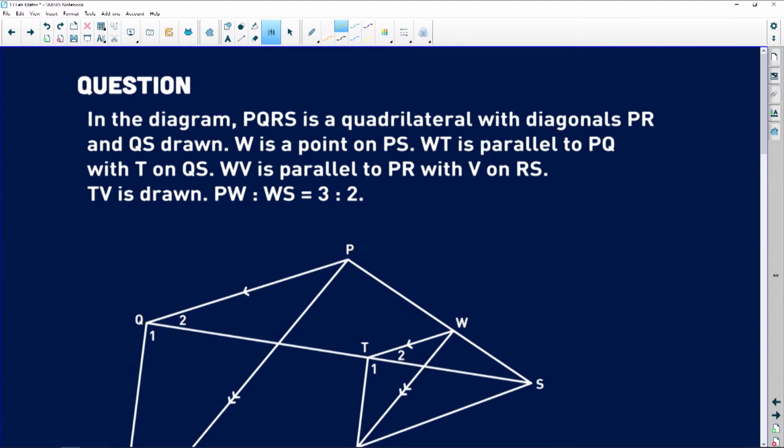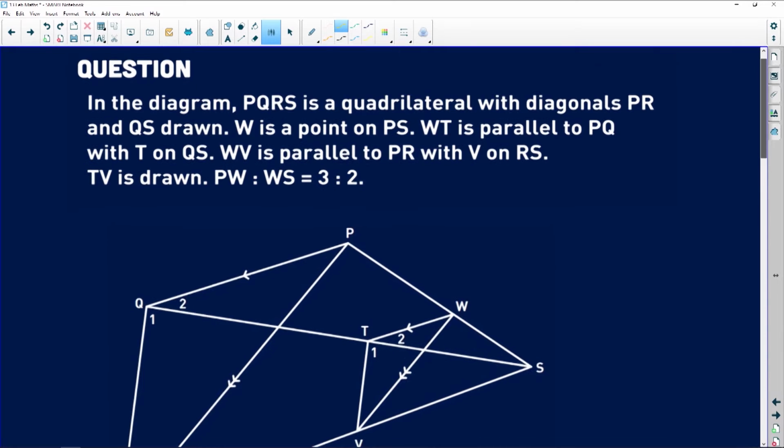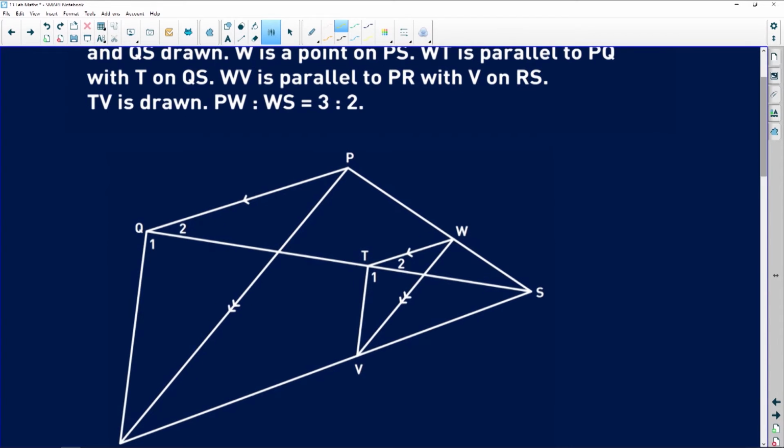So let's take a look. It says, in the diagram, PQRS is a quadrilateral with diagonals PR and QS drawn. W is a point on PS. Okay, that's just saying that they've randomly plotted a point along the side here and it sits at W. WT is parallel to PQ. Okay, very important, with T on QS.